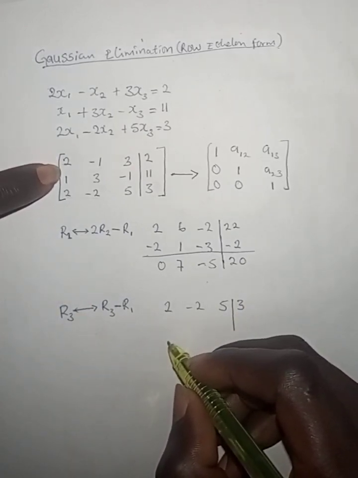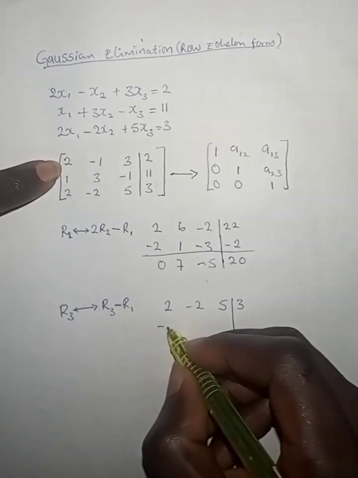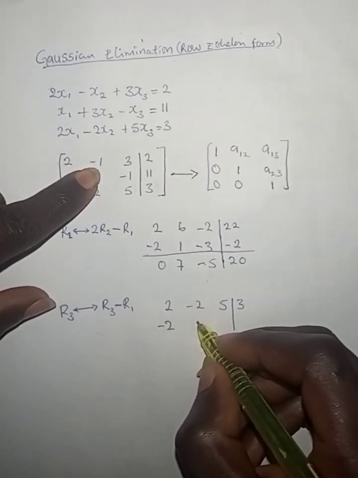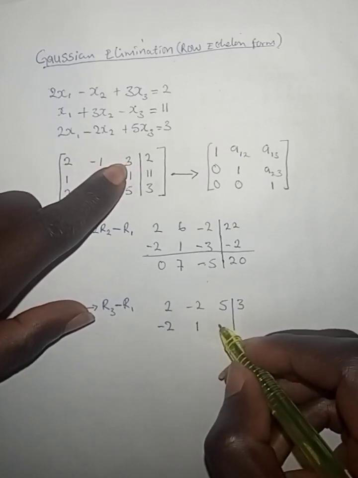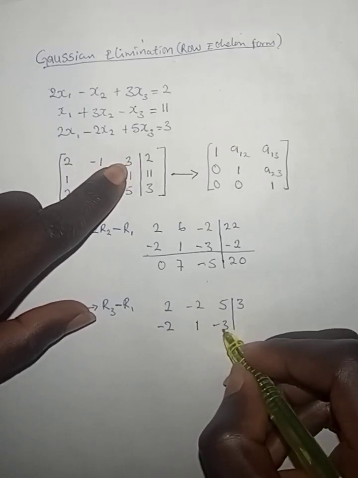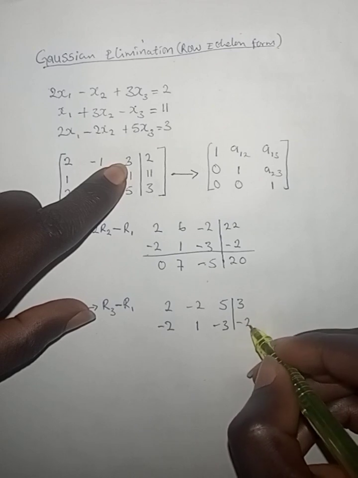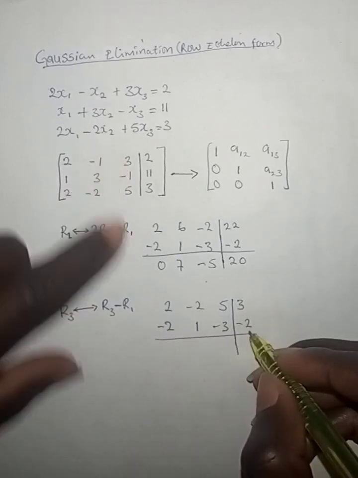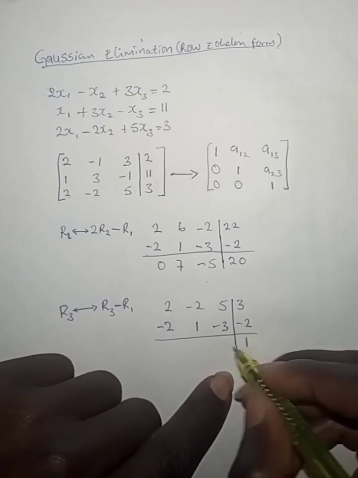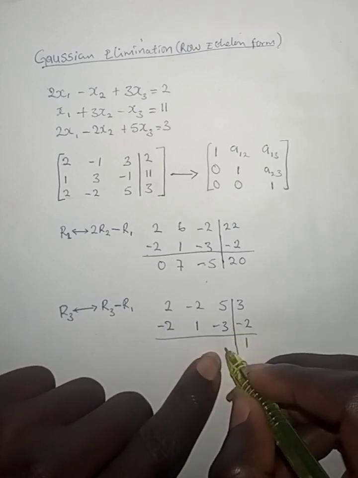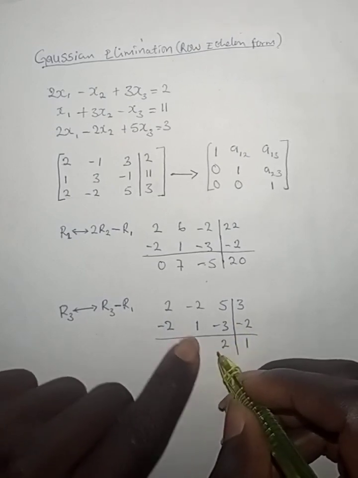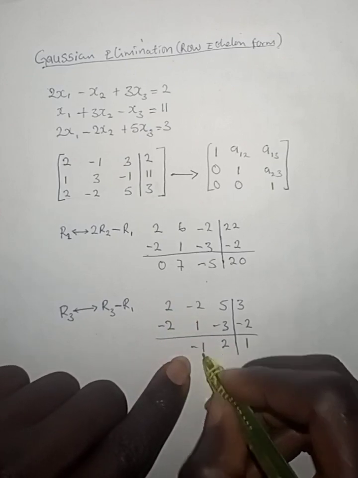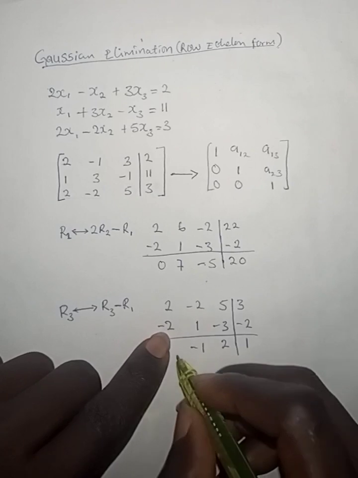Multiplying minus 1 to row 1, we'll have minus 2, plus 1, minus 3, minus 2. 3 minus 2 is 1. 5 minus 3 is 2. Minus 1 plus 2 is minus 1. 2 minus 2 is 0.